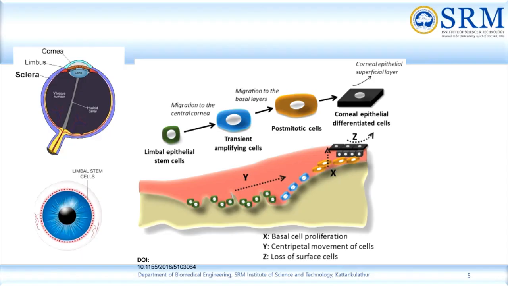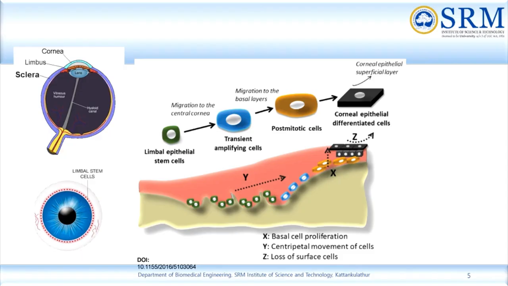So what happens if there is a failure in the limbal stem cells? In those cases, the conjunctival cells will invade the cornea, and this will cause conjunctivalization, and this results in vascularization, abnormal blood vessel growth, scarring and opacity of the cornea. So thereby there is a hazy, non-transparent cornea and also loss of vision.